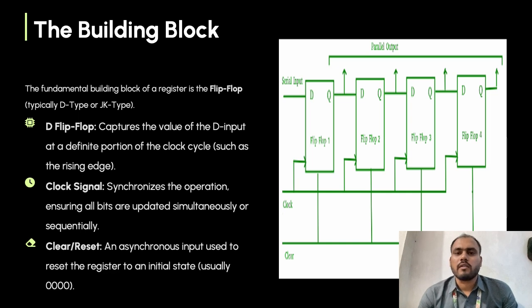The building blocks. When we make a register, we use flip-flops. There are 4 types of flip-flops: T flip-flop, D flip-flop, JK flip-flop, and SR flip-flop. In registers, we especially use D type flip-flop and JK flip-flop. In the picture, we see a 4-bit register, and the flip-flop used is the D flip-flop. There is an input and an output, and there is a clock also. The next presentation will be described by my next teammate.